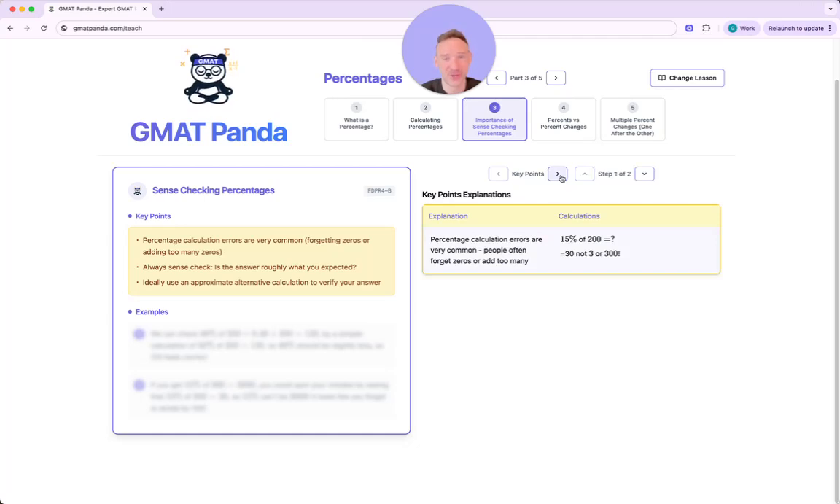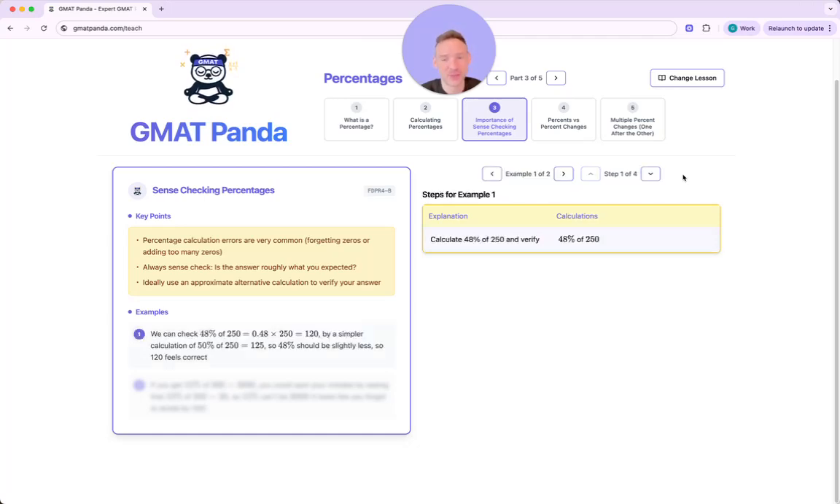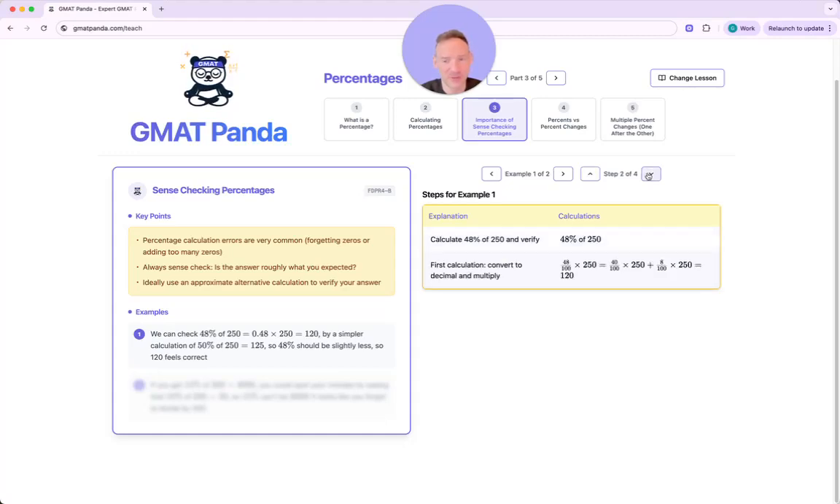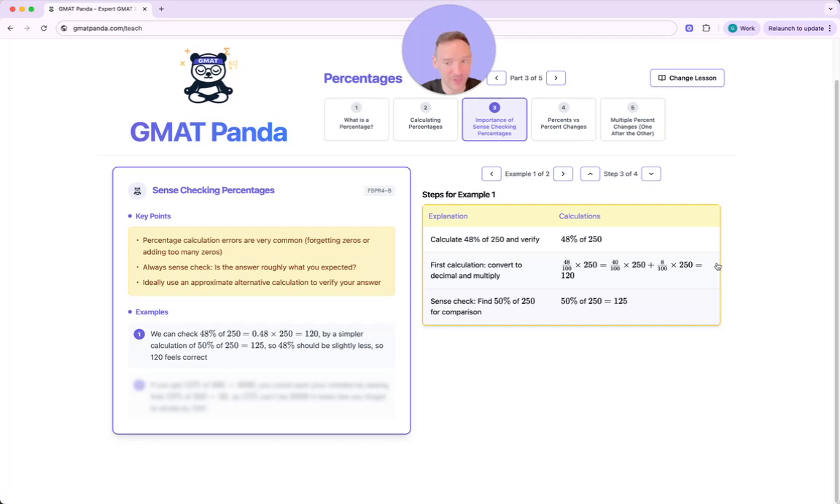Let's see another example. Let's say that we're calculating 48% of 250. Now, the result of that is 120. I'm not going to go into the detail of what's the best way of calculating that. That's for another section. But one way of sense checking that is to round up the 48% to 50%.